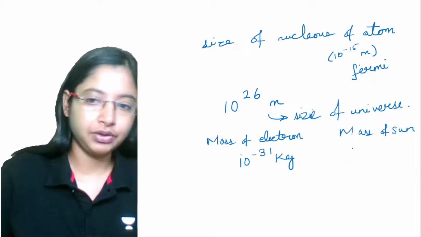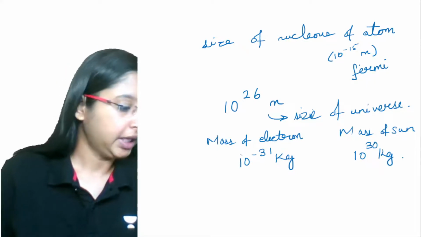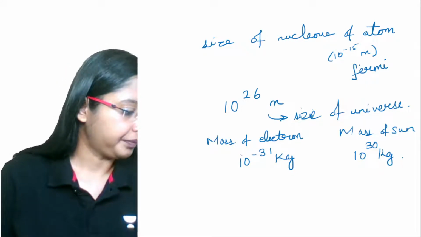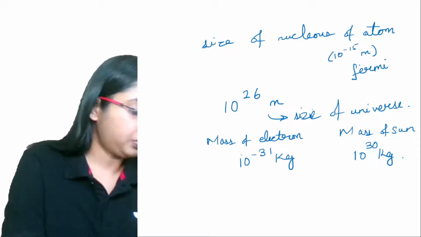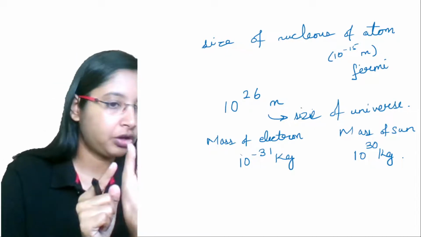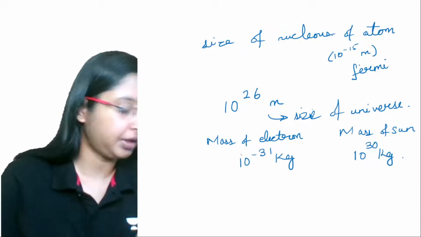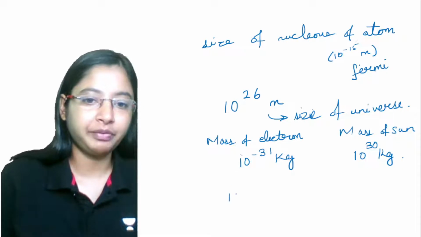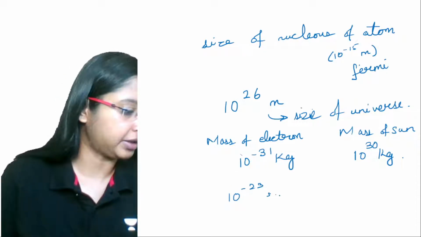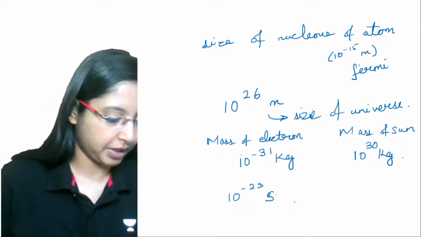The mass of the sun is about 10 to the power of 30 kgs. And in terms of time interval, we also know the time taken by light to cross a nuclear distance, the distance between your atoms. That will be somewhere around 10 to the power of minus 23 seconds. And the sun also has a lifetime, correct?